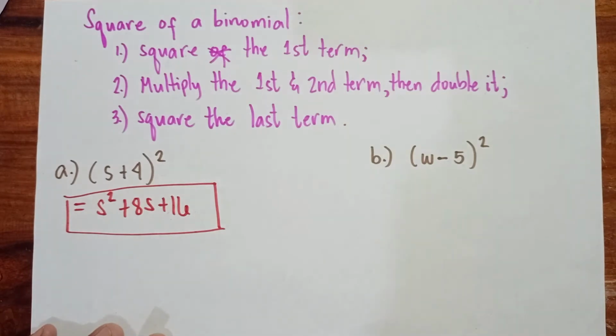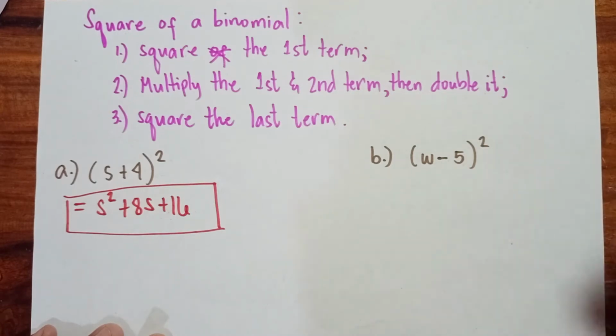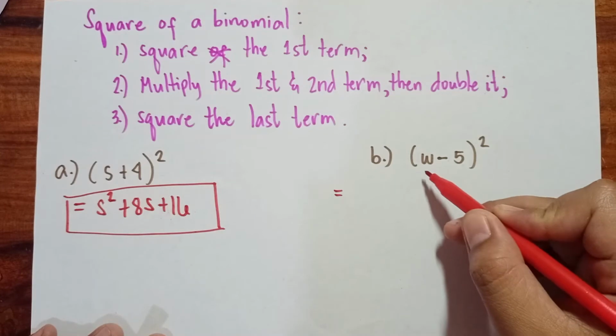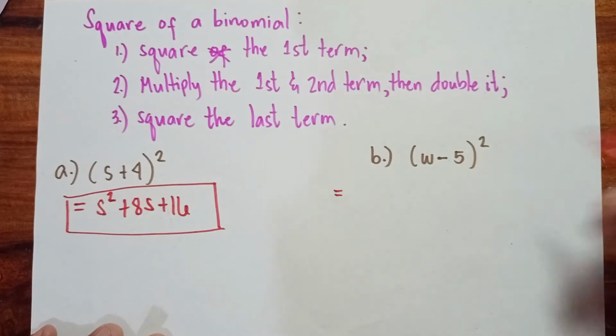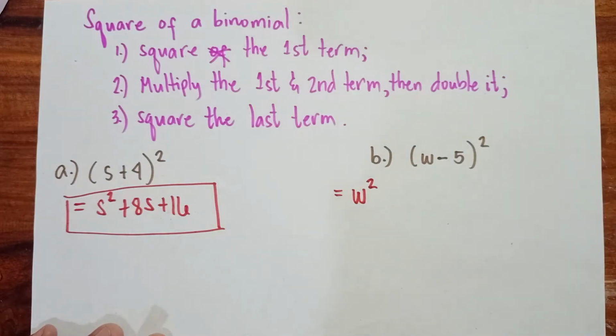Okay? So next, we have another example. We have w minus 5 quantity squared. So again, this is a square of a binomial. By following the steps of squaring a binomial, first, we are going to square the first term. The first term is w. So w squared is w squared.